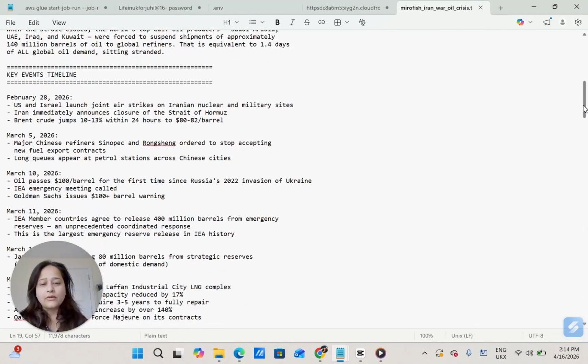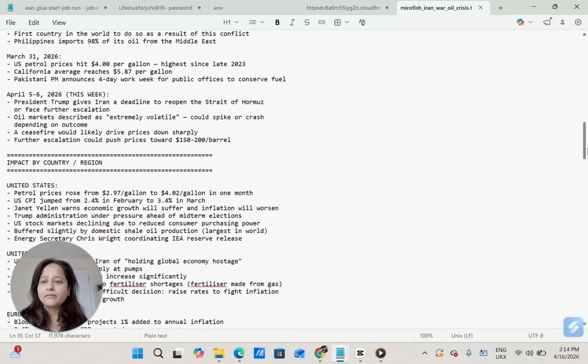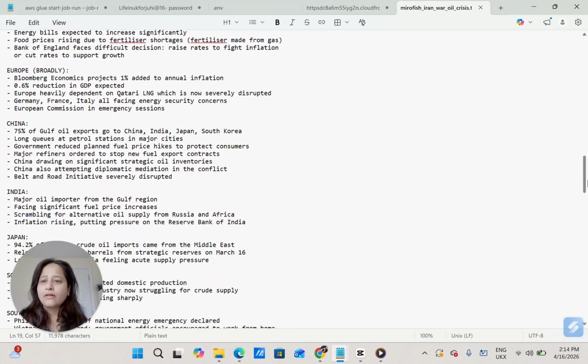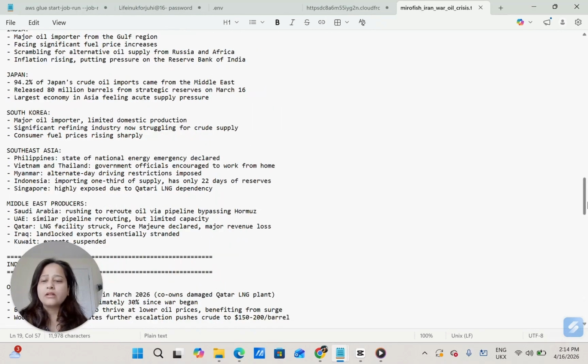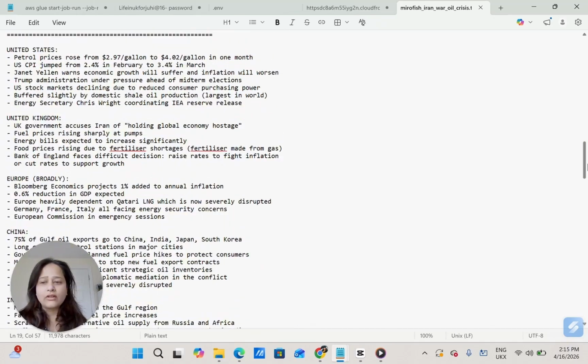And in our scenario, we are going to predict a few more questions. These are the key event timeline. These are the regions, which region is going to have an impact. So this is what we are feeding into MiroFish. The richer the document, the richer the simulation.